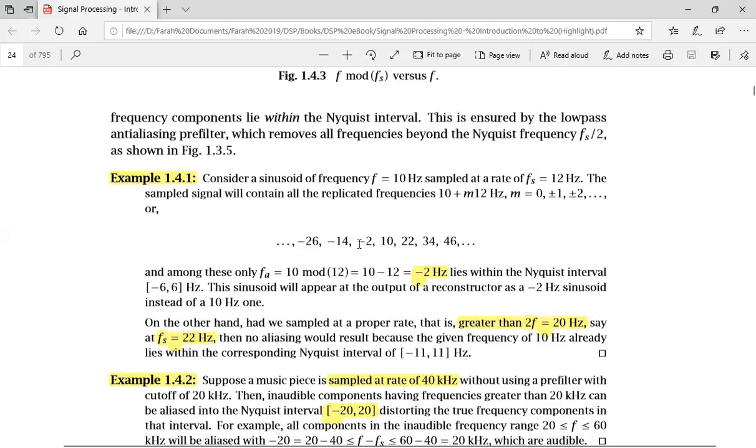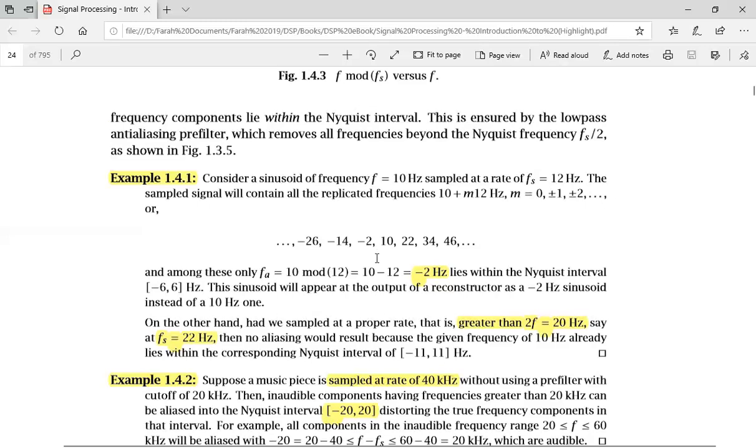It means this negative signal means what? Inverted signal. It means 180 degrees phase shifted signal. It means when you are having a negative argument in a sinusoidal function, a sine function, then this negative frequency would produce an effect of inverted signal, that is 180 degrees phase shifted.